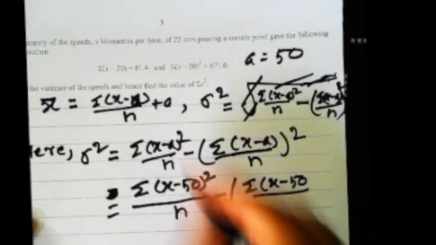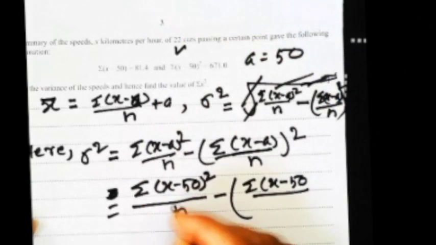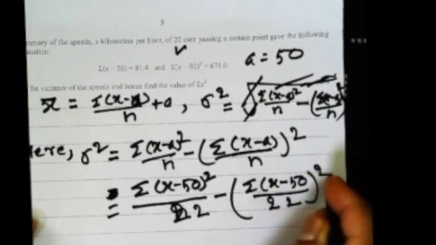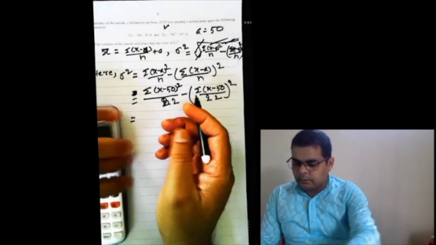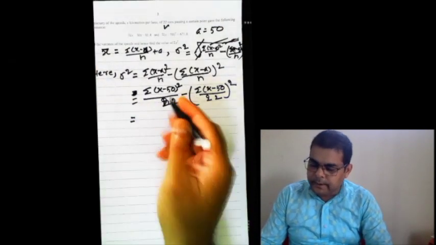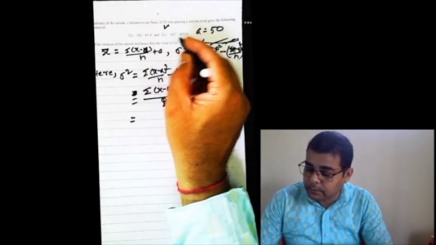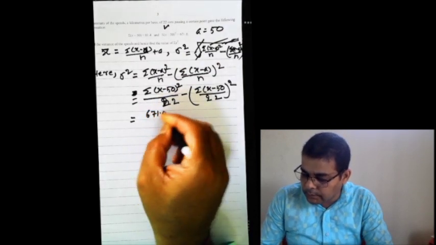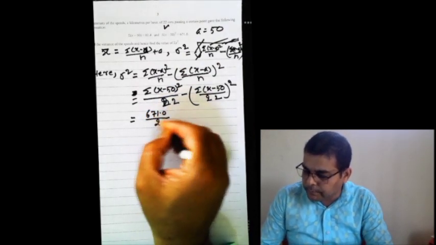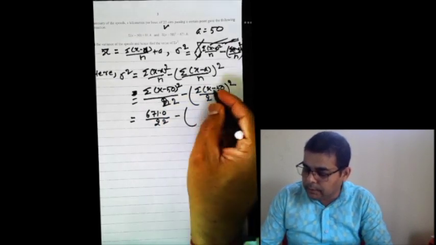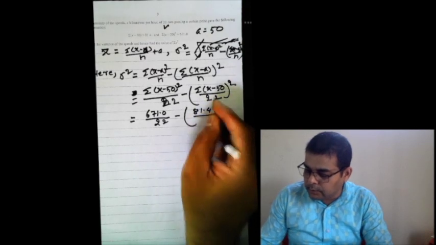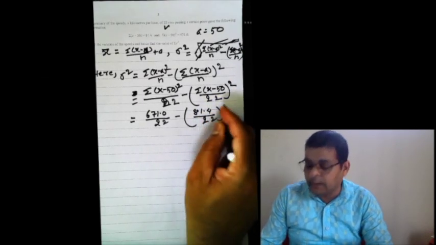We have the n value mentioned here. Yes, this is 22. So you can write 22 here and here also 22 whole square. And then you can calculate this. Before calculating that, we have to put the values over here. So it is given as x minus 50. You can see that summation of x minus 50 squared equals 671.0 divided by 22, minus, inside the bracket, summation of x minus 50 is 81.4, and then this is 22, that is the n value, this is whole square.